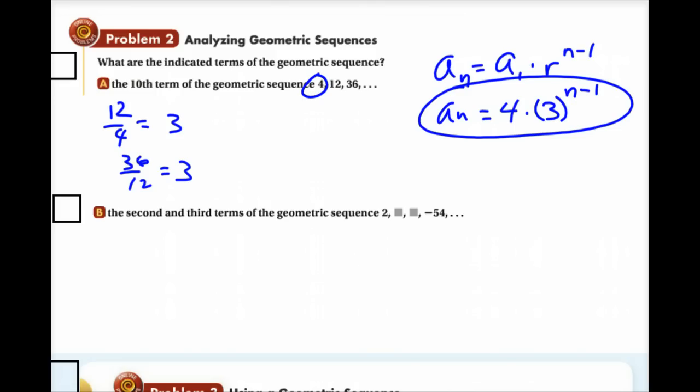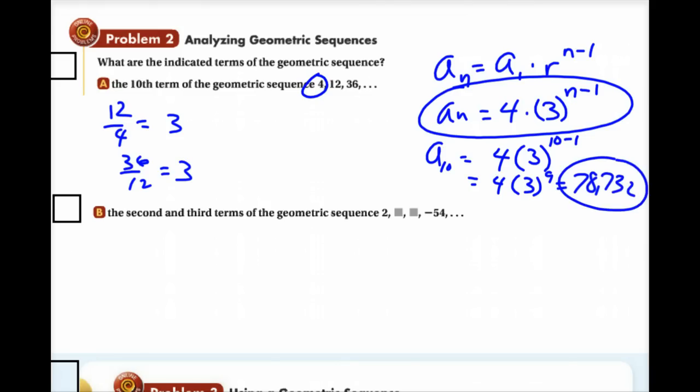To find a 10th term, that means I'm going to find A sub 10. Simply plug in a 10. So we need to do 4 times 3 to the 9th to get the 10th term. Plug that in your calculator. Take a second to type that in myself. I should remember it. So I had 4 times 3 to the 9th, 78,732. That's the 10th term.